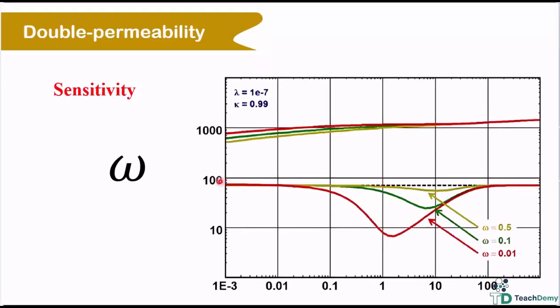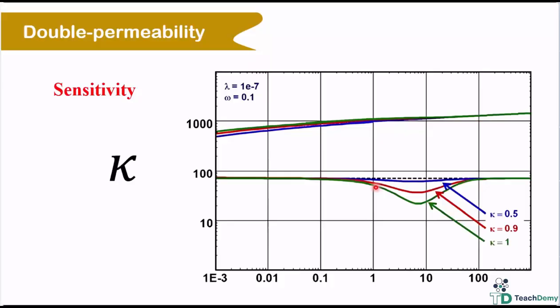Similar to the dual porosity model, smaller omega values cause a deeper valley in the derivative curve. With a small omega, the system enters the transition earlier but exits more slowly. With larger omega, the valley becomes shallower, the transition is delayed, and the system exits faster.